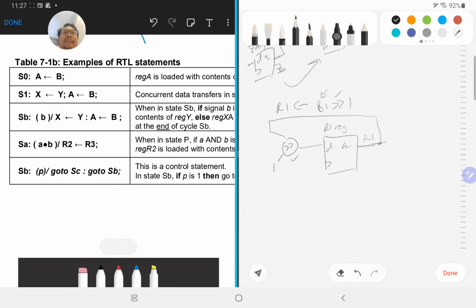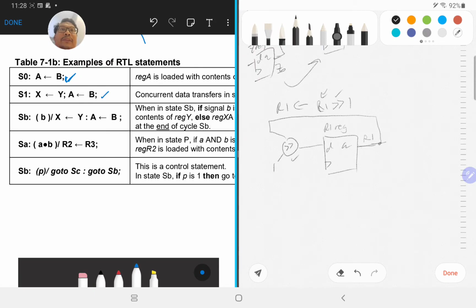Okay, so let's see some examples of the RTL statement. If we look at this one, in state S0 we load B into A. Basically you can say in state S0 we're going to load B into A. This one I think you already know, and it's quite simple. It's just saying that when we are in state S0, we transfer the content of B into the A register.